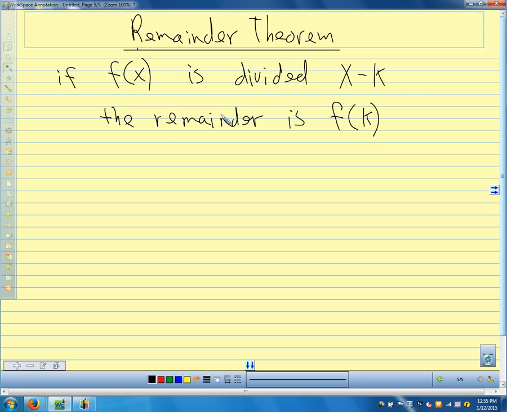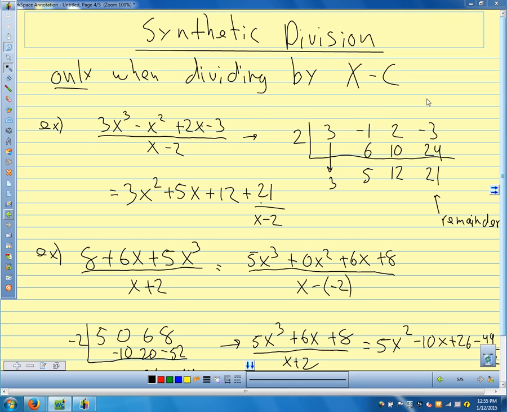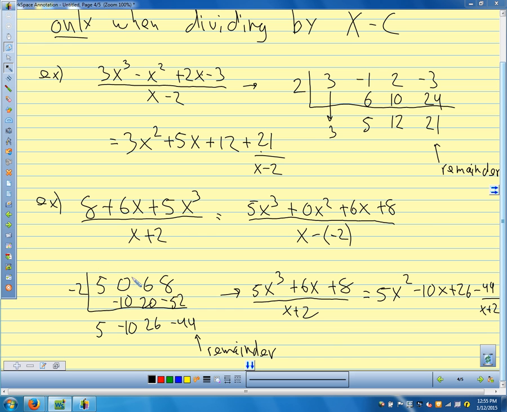So f of x is a polynomial. We divide by x minus k. The remainder is f of k. So that gives us, if we plug in k into our function, the remainder tells us what that would calculate out to. So if we go back here to these other examples we did, this tells me that f of negative 2 equals negative 44. That's what the remainder theorem tells us. For this problem, f of positive 2 equals 21, equals the remainder.